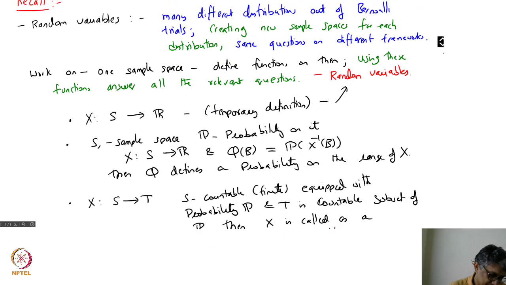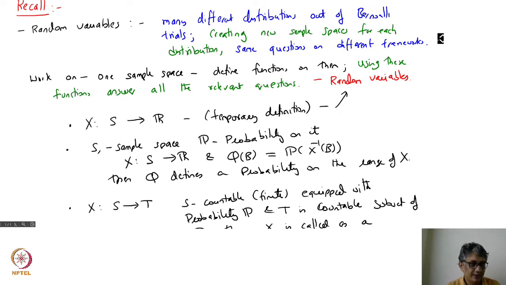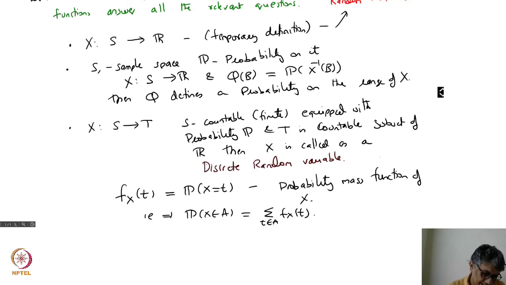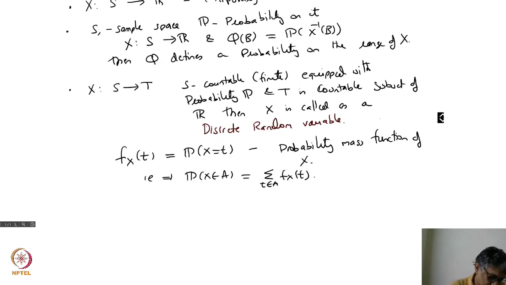So the idea was random variables were required so that we could work on one sample space. We need not work on many sample spaces. And a discrete random variable is one where the range is discrete, that is, the range is a countable subset of the real line. And it has an important parameter, the probability mass function of X. f_X(t) was the probability X equals t, and the chance that X takes any event A is just the sum of this.